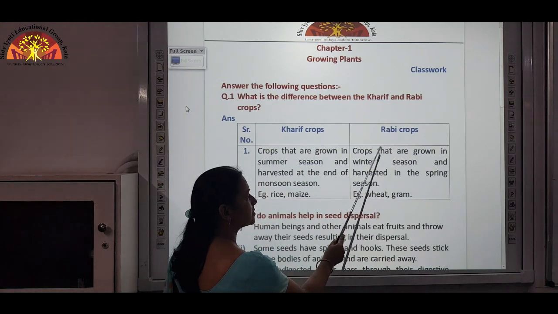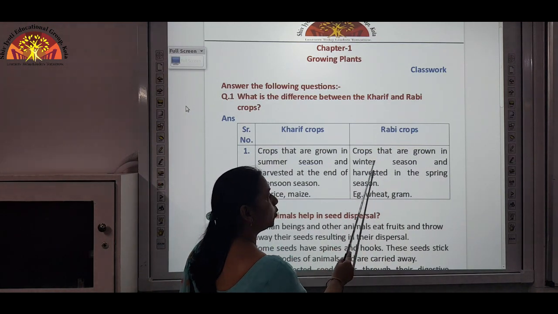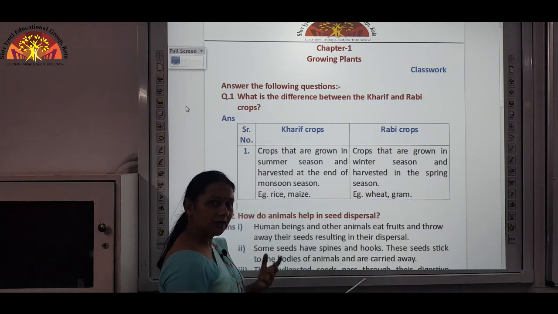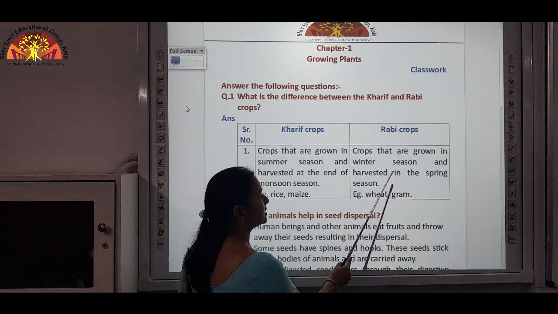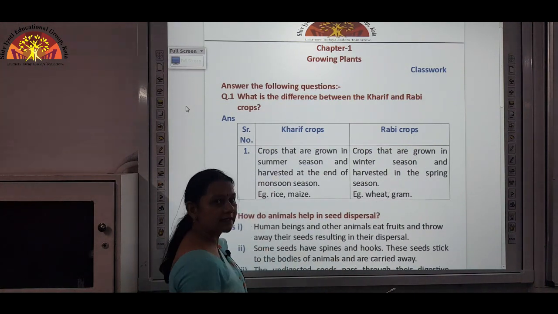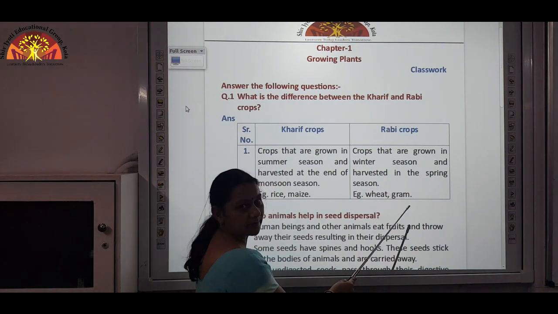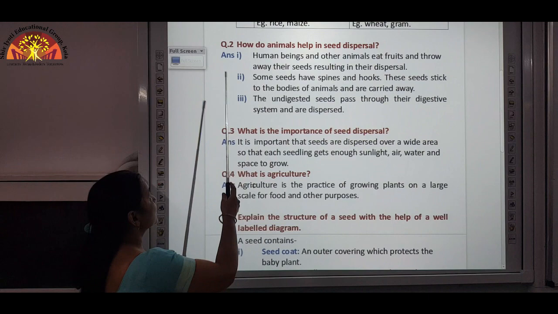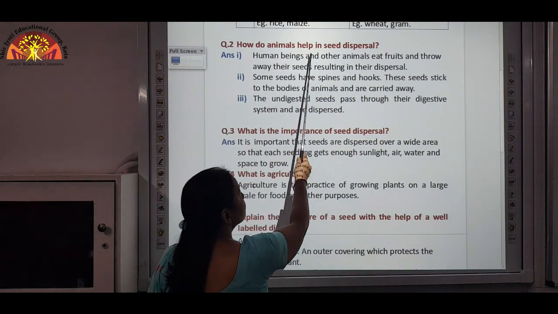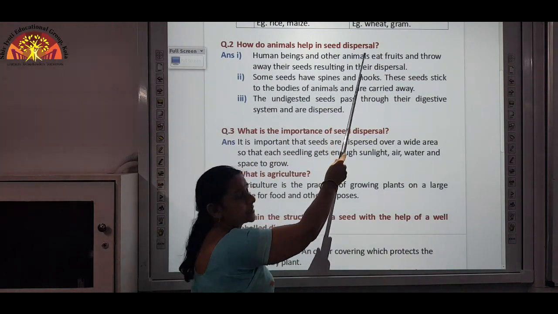What are Rabi crops? Crops that are grown in the winter season and harvested in the spring season, and the examples, as I told you earlier, are wheat and gram. Our next question is question number 2. How do animals help in seed dispersal?